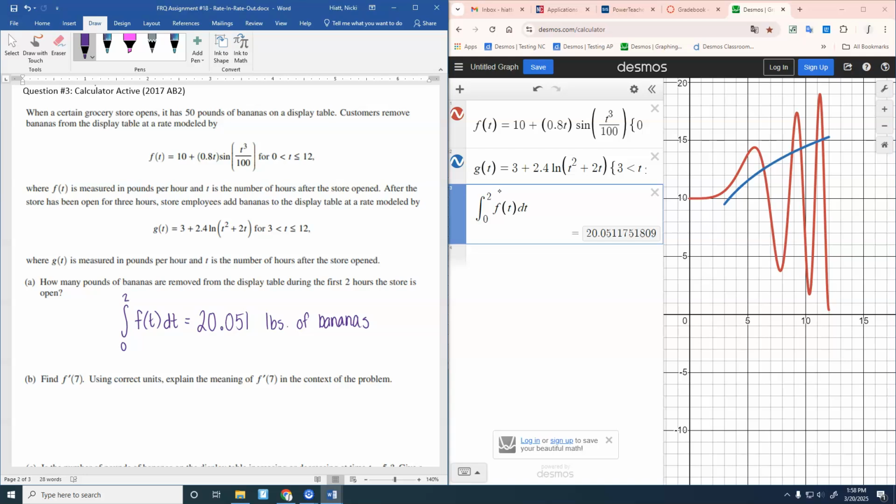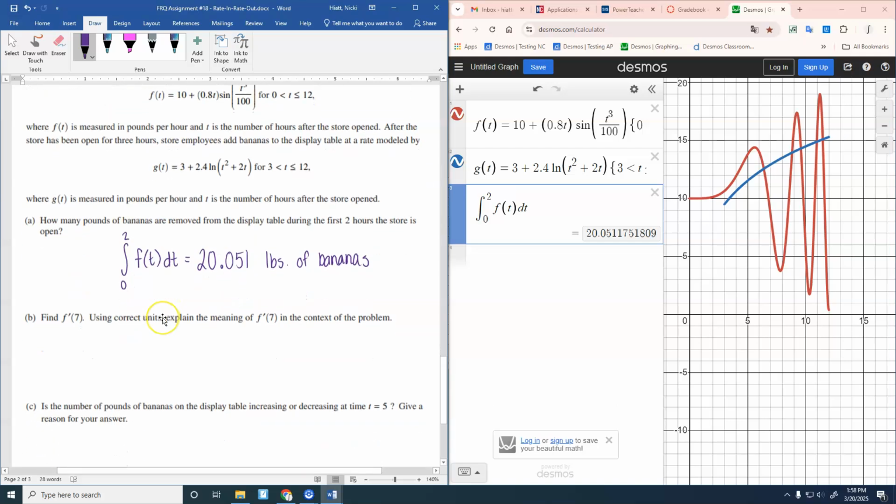Okay. B is a little bit of a different question. We haven't seen one quite like this. It says find f prime of 7. Using correct units, explain the meaning of f prime of 7 in the context of the problem. So finding f prime of 7 is super easy because this is a calculator active question.